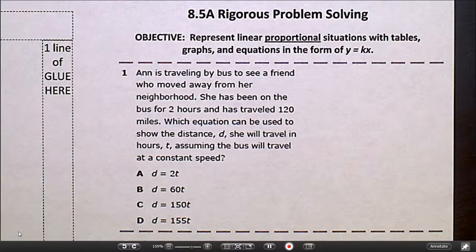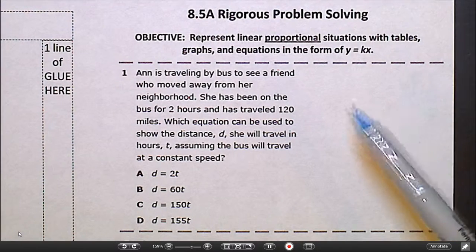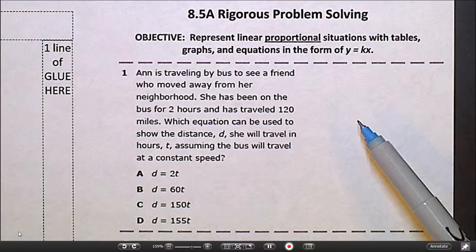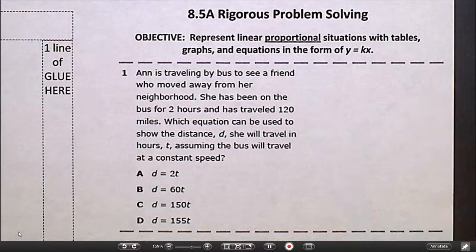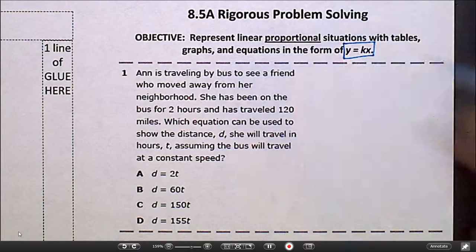Guys, today we are going to be talking about proportional situations again. We're back to proportional and non-proportional situations. And today we're doing 8.5a, where we're going to represent linear proportional situations with tables, graphs, and equations. And remember that when it's in a proportional situation, the equation is in the form of y equals kx.